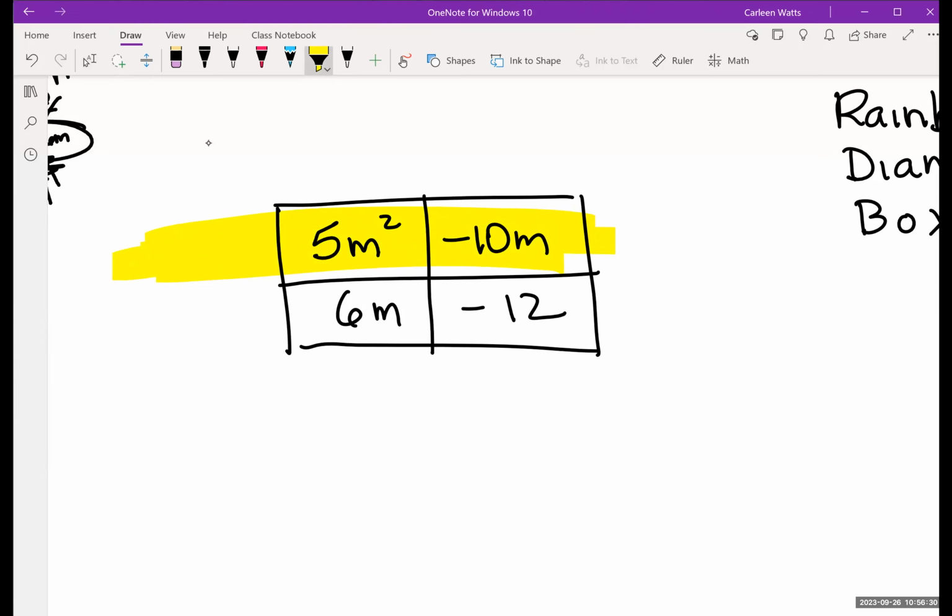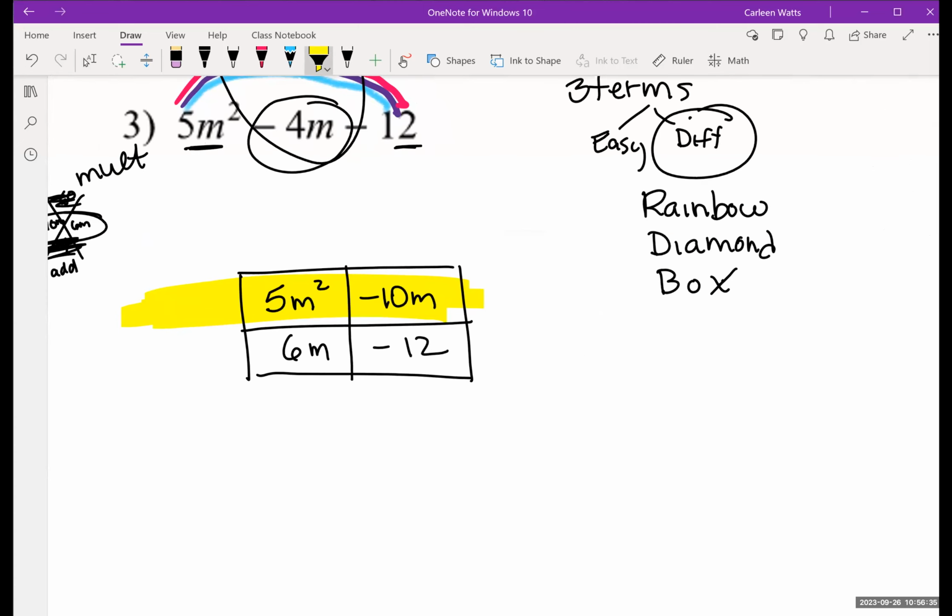Okay. I need the GCF of the top row. Okay. So I want, rainbow diamond box, GCF of top row. So the greatest common factor. I notice that a 5 will go into both of those. Notice it's the smallest thing they have in common. And an M, right? The smallest thing they have in common. You with me?